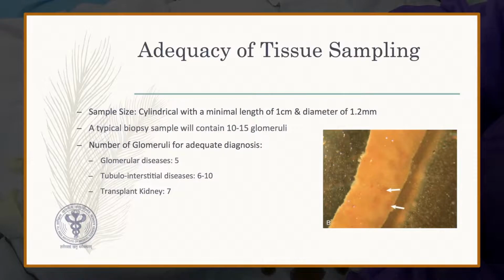Adequacy of tissue sampling. An ideal tissue should be cylindrical with a minimal length of 1 cm and diameter of 1.2 mm. A typical biopsy sample will contain 10 to 15 glomeruli. For an adequate diagnosis of glomerular disease, at least 5 glomeruli are needed. For diagnosis of tubulointerstitial diseases, at least 6 to 10 glomeruli are needed. And for transplant kidneys, at least 7 glomeruli are required.